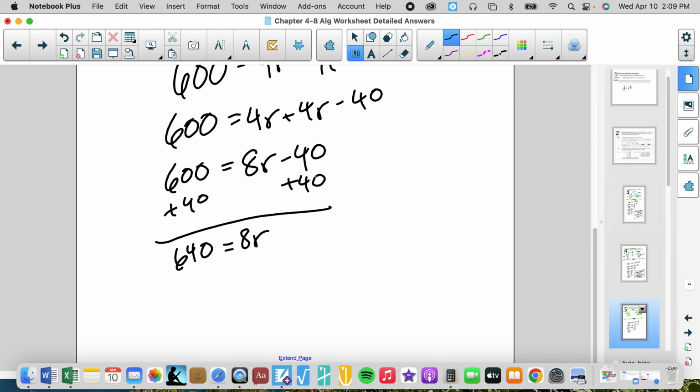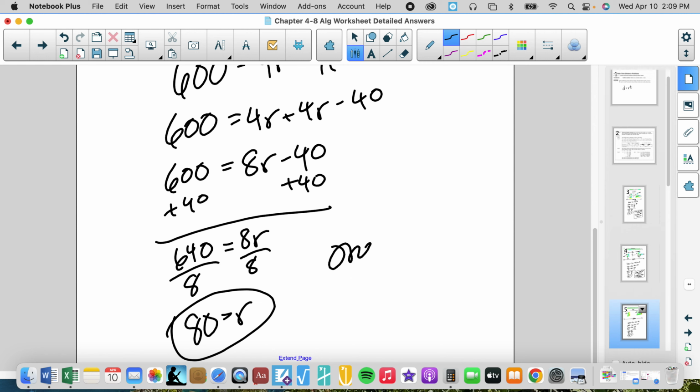640 equals 8R, divide by 8. That's going to give us 80 is the rate of speed for car 1. One car is going 80 kilometers per hour.